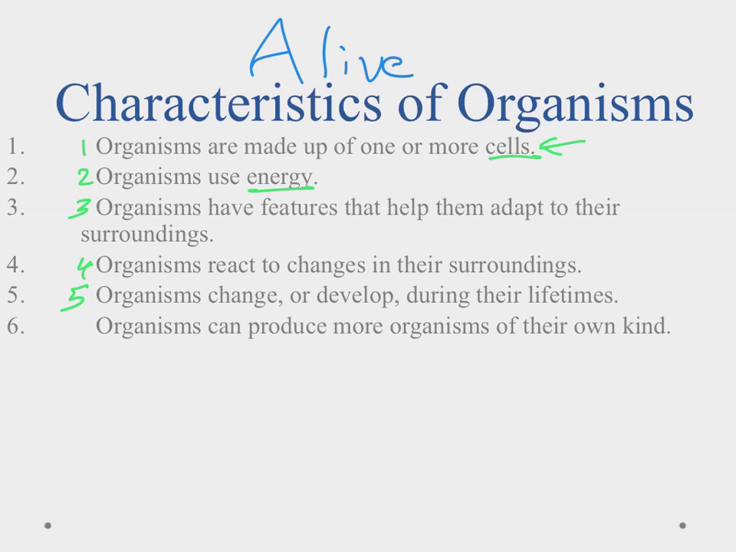It can be simple growth, or it can be a huge change like a butterfly turning into a caterpillar or a tadpole turning into a frog. And then finally, organisms can produce more organisms of their own kind, and that's simply reproducing. They can make more new organisms, and that's how they live through time.